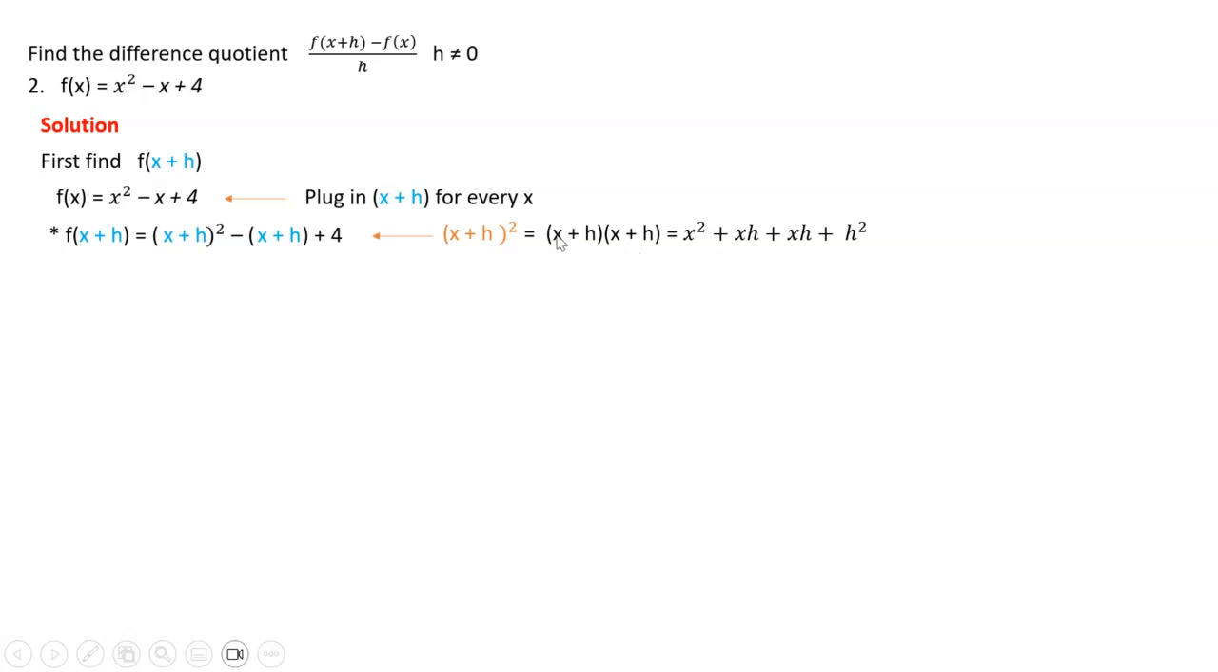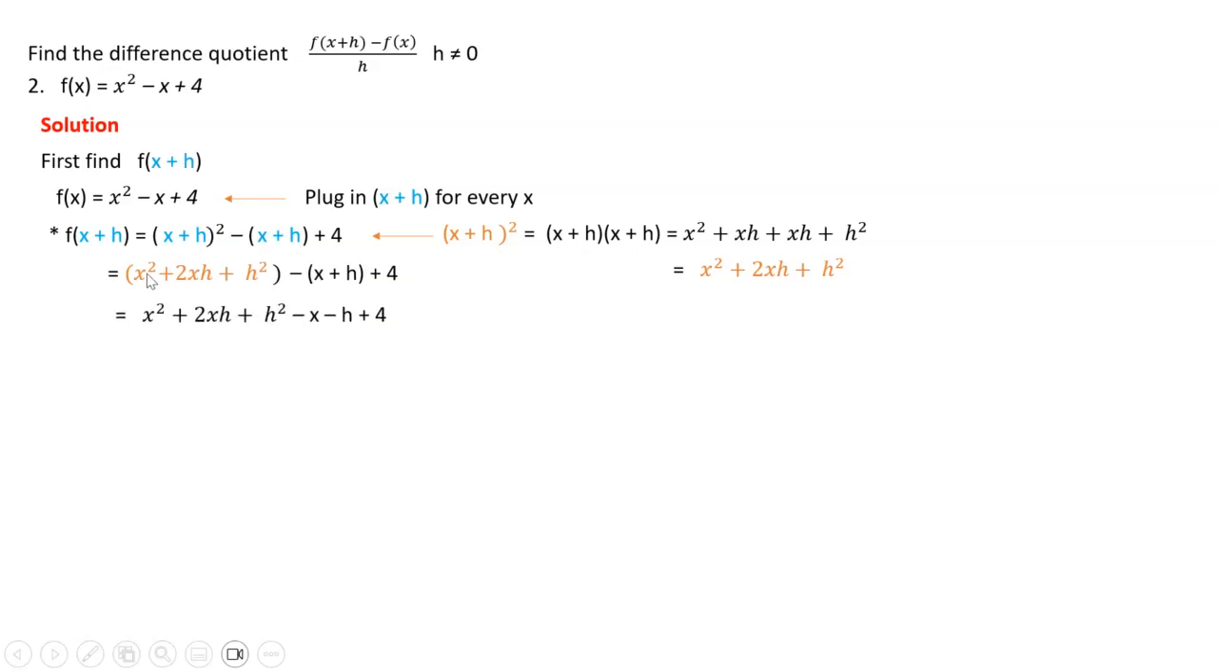How do we get that? Because x times x gives me x squared. x times h gives me xh. Then h times x gives me xh. And h times h gives me h squared. This gives us x squared plus 2xh plus h squared. Now all we do is bring down the negative x plus h.